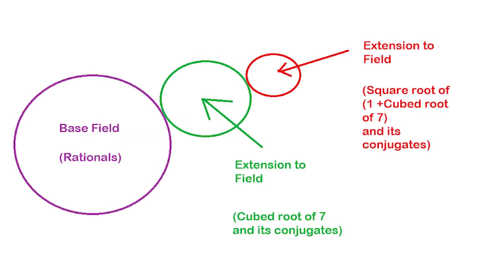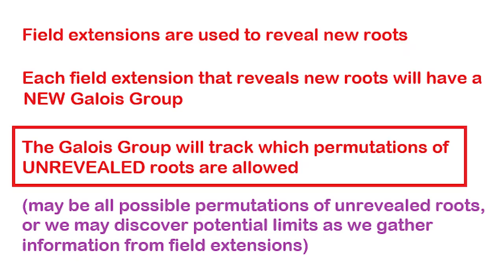Now, I'm going to use a strategy which will consist of what I will call revealed roots and unrevealed roots. And I will do what other videos usually do, and do radical field extensions to the field of rationals. And I will use a Galois group to track what roots have been revealed by new fields and what roots are still yet to be found.